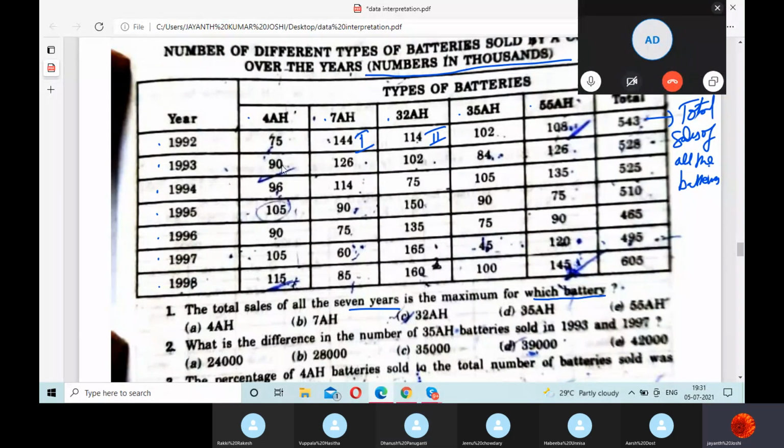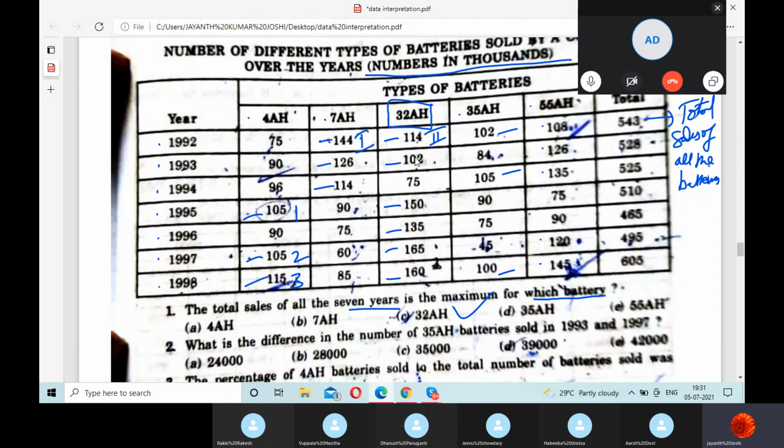Yes, sir. Then secondly, you should see the biggest number of figures. Here how many figures are there with hundreds? 1, 2, 3. Here, 1, 2, 3. Here, 1, 2, 3, 4, 5, 6. Here, 1, 2, 3. Here, 1, 2, 3, 4, 5. So which one will be the biggest? What is the answer? 32Ah, because this column has more bigger numbers. So sales are high for 32Ah.